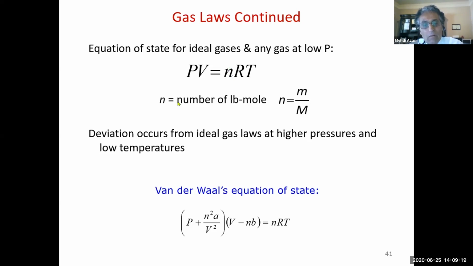But if I have more gas, bigger volume, it's called number of pound moles. And what is number of pound moles? It's the mass of the gas divided by the molecular weight of that gas. If it is methane, it's the mass of that methane divided by the molecular weight of methane, which is 16, all right? If it is air, this is going to be 28.96. You use 29. Now, this is for ideal gas.